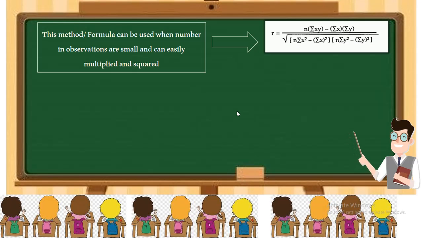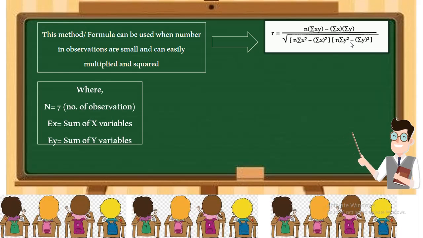We are using the XY formula because numbers are small and can easily be multiplied, where the formula of correlation equals n, which is the number of observations, multiplied by sigma xy minus sigma x sigma y, whole divided by the under root of n sigma x square minus sigma x the whole square, multiplied by n sigma y square minus sigma y the whole square.